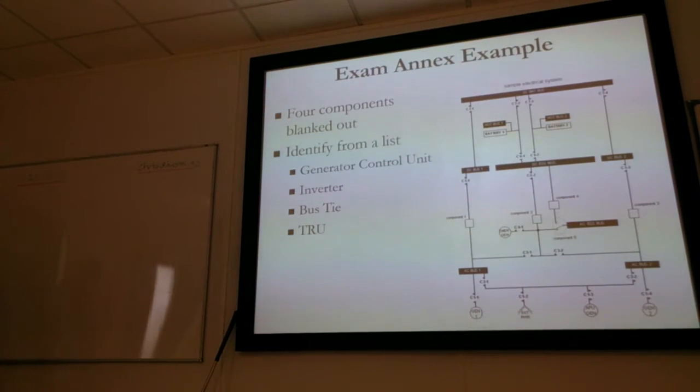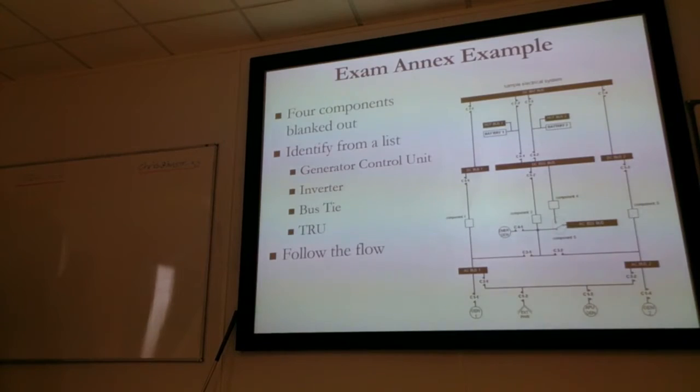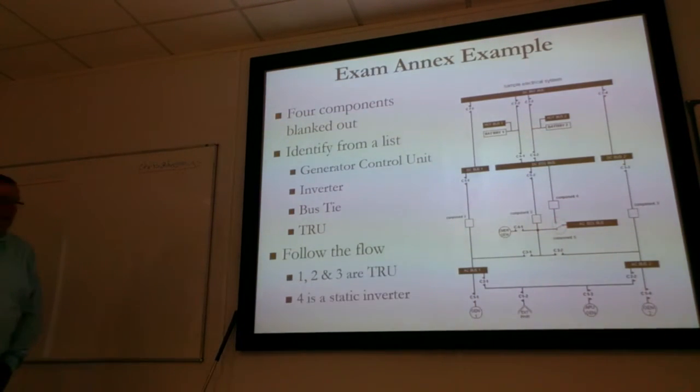So in this one here, just follow the flow from the generators, AC gen, powering an AC bus. So what must that component be? TRU? Must be a TRU, mustn't it? Follow the flow. What about number 2? Component 2, TRU. Number 3 is also a TRU. What about component 4? That appears to go from the DC bus to the AC bus. Inverter. An inverter. Okay? So there we are. Nice and easy.